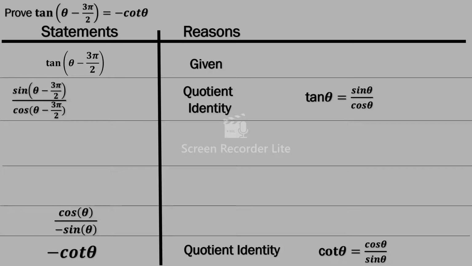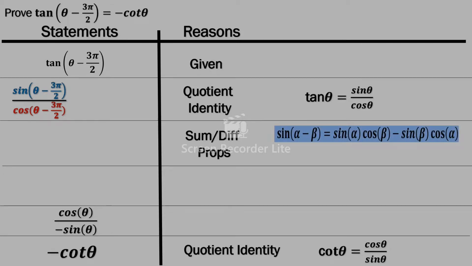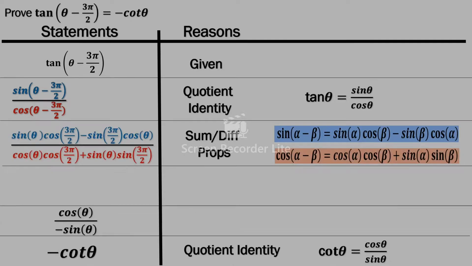We can expand the numerator and denominator using the properties we learned in 5.3a. These properties are necessary because there is no such thing as a distributive property. Using the sum and difference properties in blue and red, we expand.